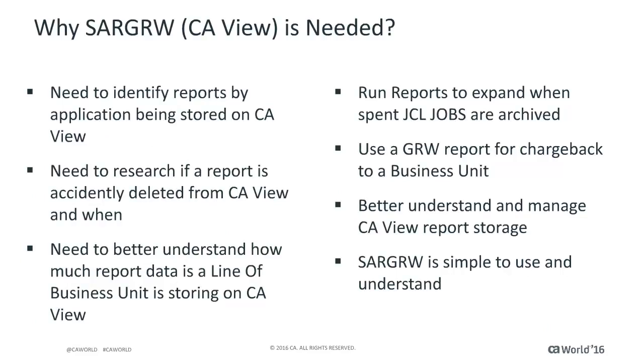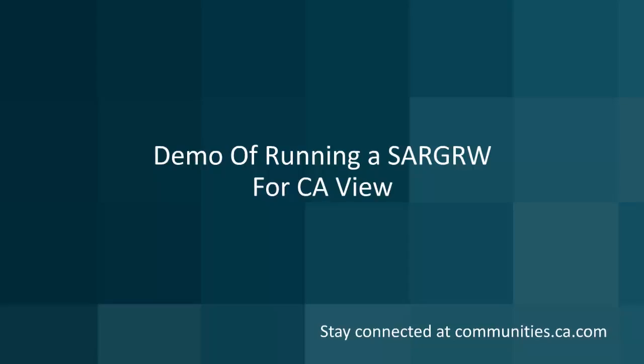So some people say, why do we need these tools? Well, maybe you need to identify by application what is stored on CA View. You need a report writing tool. Maybe you need to research how a report got accidentally deleted from CA View and when. You need a report writing tool. A report writing tool can be used to do chargeback for a business unit. You need a report writing tool. These report writing tools that CA have provided with CA View are very simple and easy to understand. So don't be frightened of them. Let's go ahead and look at a few samples.